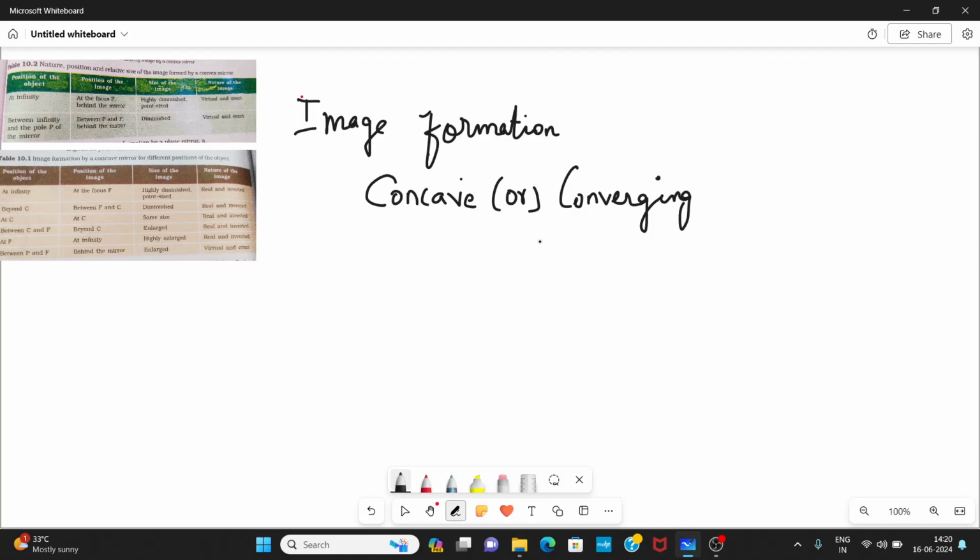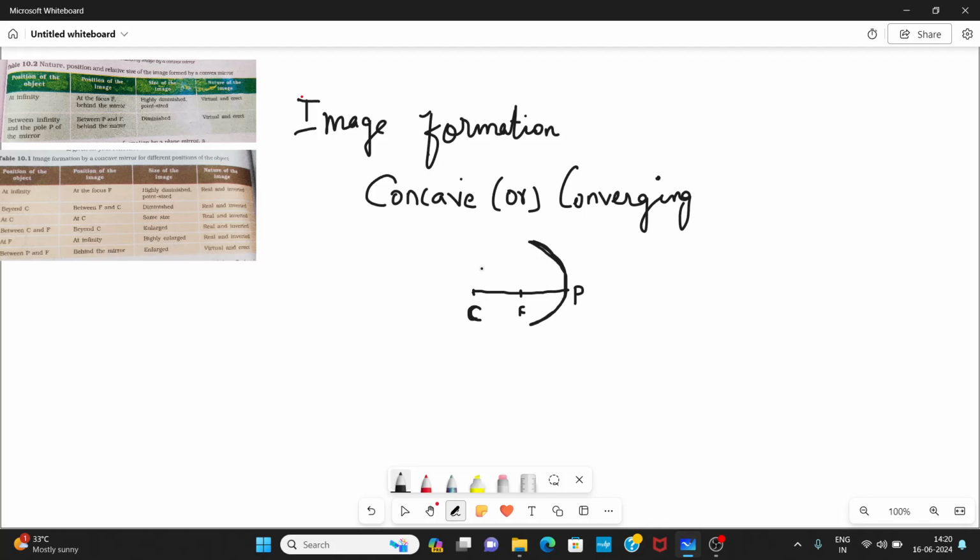As we have previously described, a concave mirror is in the shape of a cave, which is bent inwards. And this is my principal axis. On the principal axis lies your pole, the point near your mirror, and there is a focus and the center of curvature or the radius of curvature.